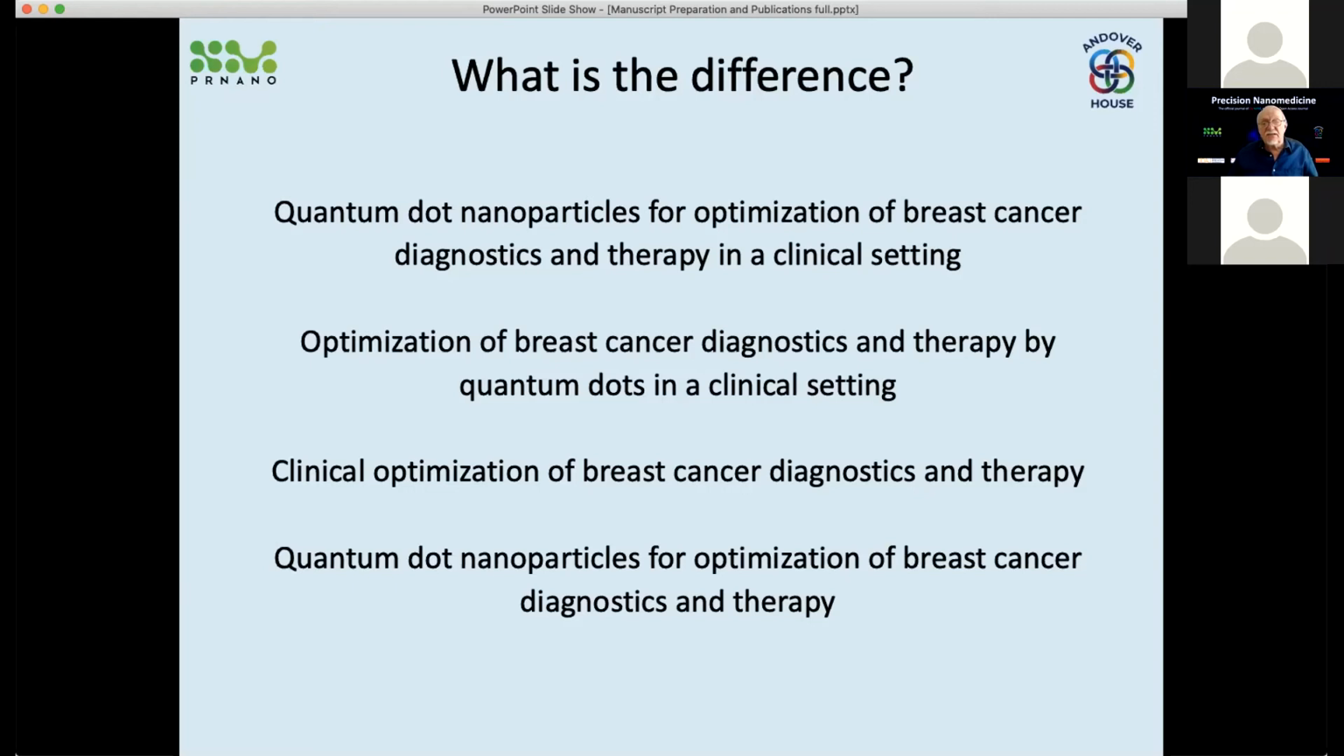Optimization of breast cancer diagnostics and therapy by quantum dots in a clinical setting. Who will read it primarily? Who is this title interesting for? Whoever works in breast cancer diagnostics and therapy. It could be a researcher, could be a clinician. Clinical optimization of breast cancer is definitely aimed at clinicians. Quantum dot nanoparticles for optimization of breast cancer, no clinical setting. See, this is primarily for biologists, cancer biology people.